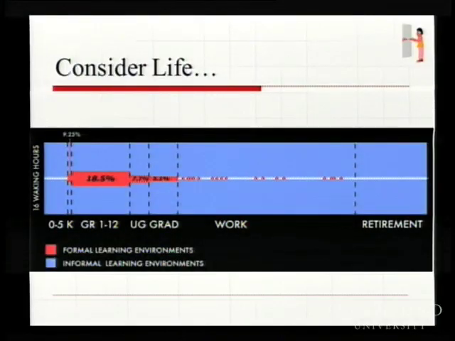Or we could consider life. Here's a graph of the amount of time, a rough estimate of the amount of waking hours you spend in school, in the red, compared to the amount of waking hours you spend outside of school. Of course, graduate students, this does not mean the amount of time you're studying. It's just the amount of time you're in classes. I know you're studying 70, 80 hours a week. So you can see, this isn't a tremendous amount of time in school.